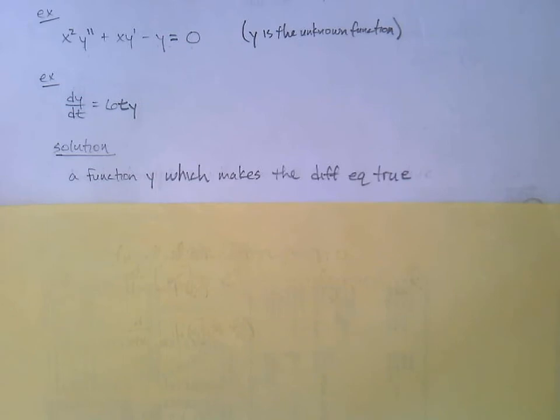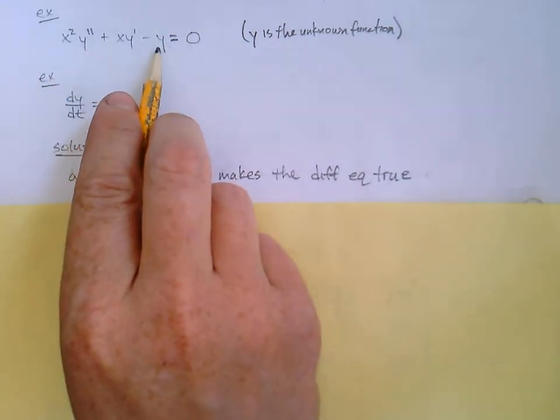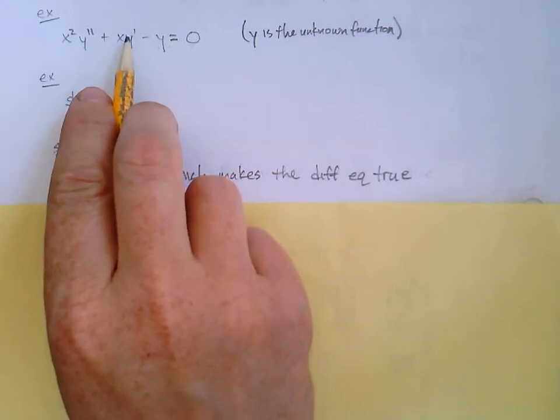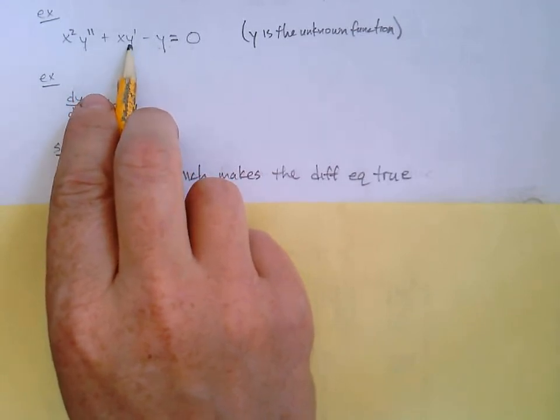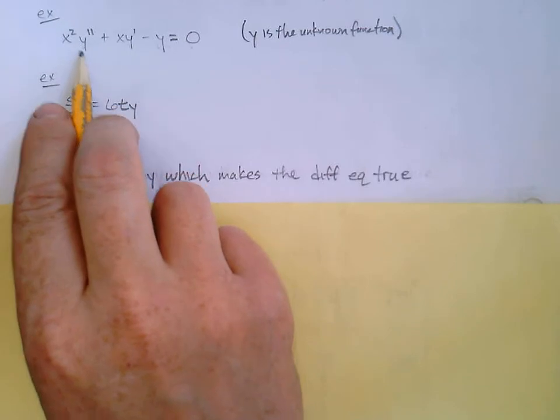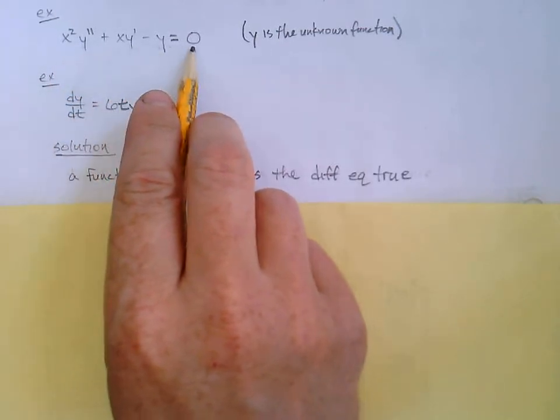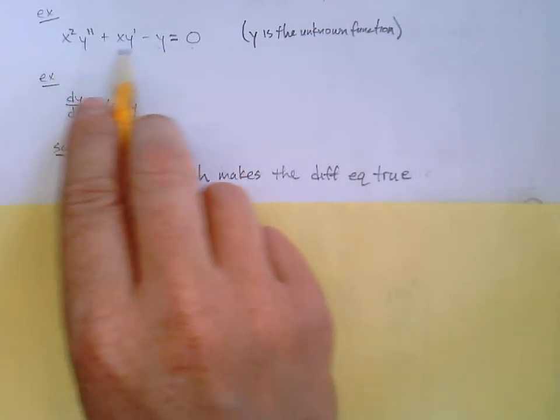What is that unknown function? If we knew what the function was, we could plug it in, and we could plug in its first derivative, and we could plug in its second derivative, and that would make the whole thing come out to be 0 in this case.